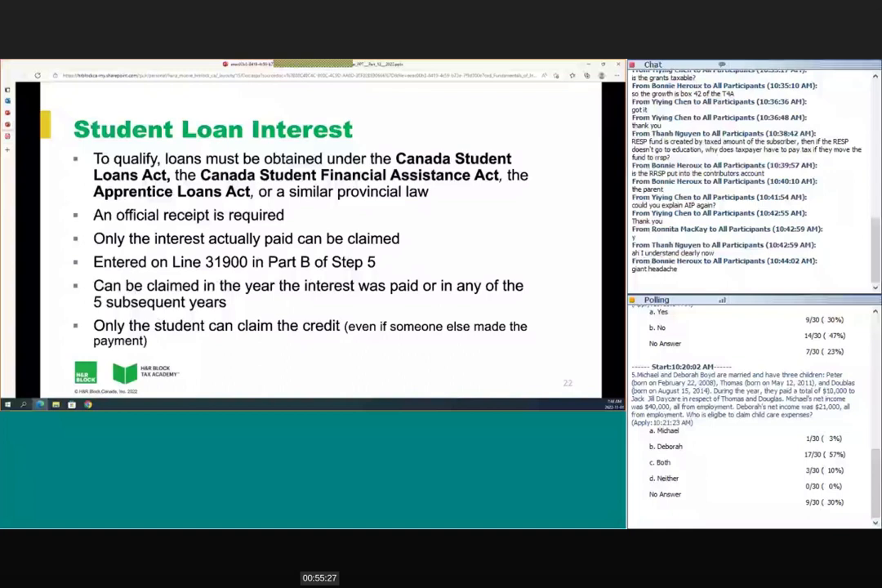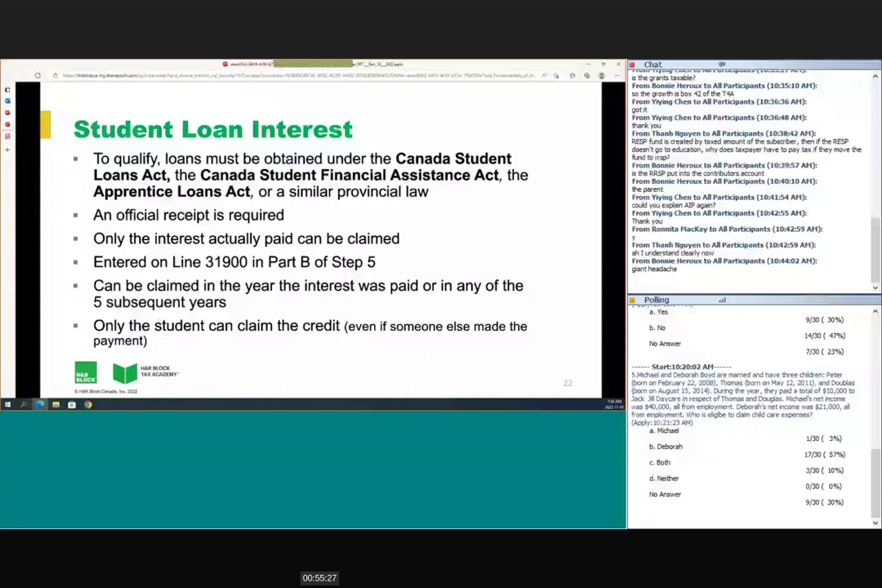All right, so the next thing: student loans. Students could have income from the RESPs. Sometimes they have to take out loans. So there are different loans. To qualify for student loan interest, loans must be obtained under the Canada Student Loan Act, the Canada Student Financial Assistance Act, the Apprentice Loans Act, or similar law.